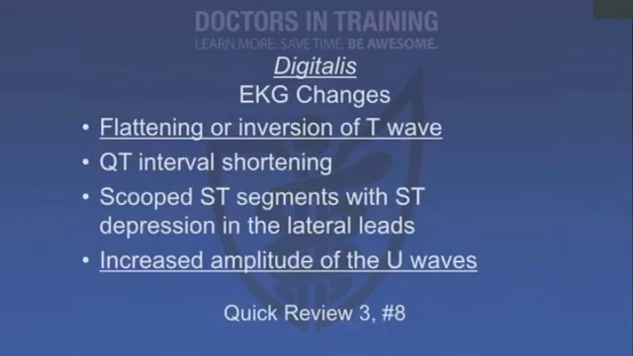Next question. What are the common EKG changes seen with digitalis treatment? So this is a tough one. It's hard to remember, but try to get as much in as you can. You get flattening or inversion of the T waves, QT interval shortening, scooping ST segments with ST depression in the lateral leads, and then increased amplitude of the U waves.